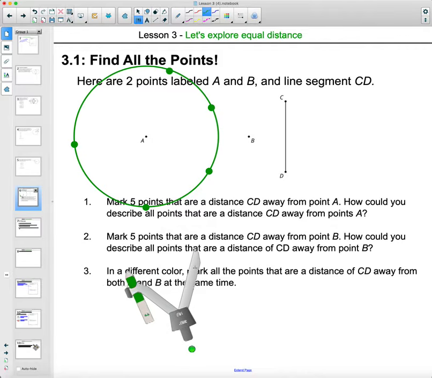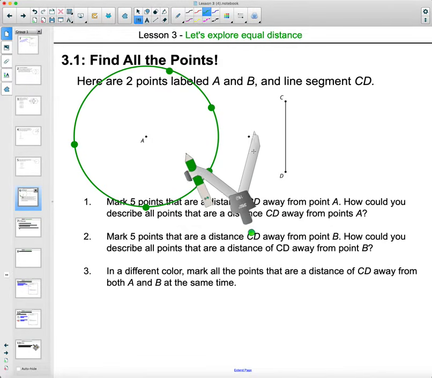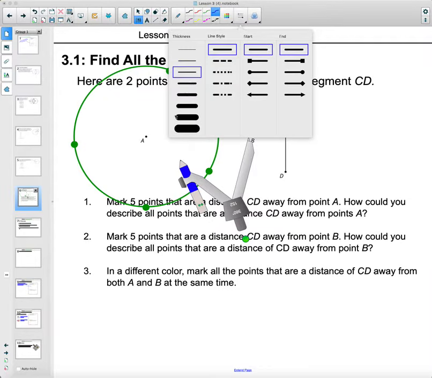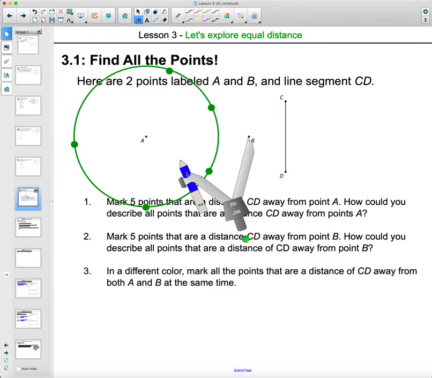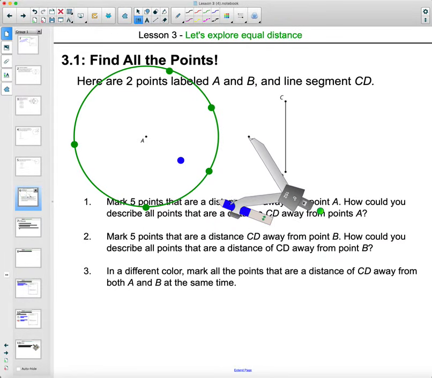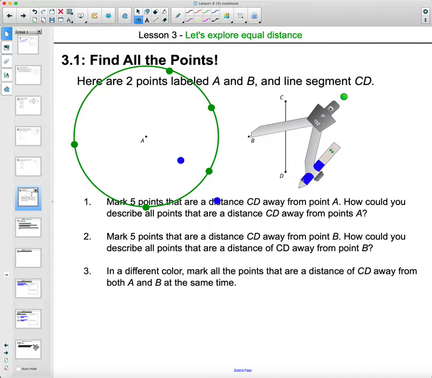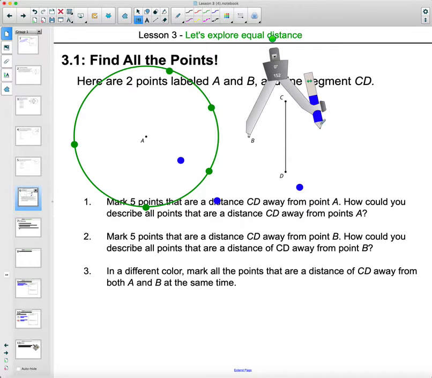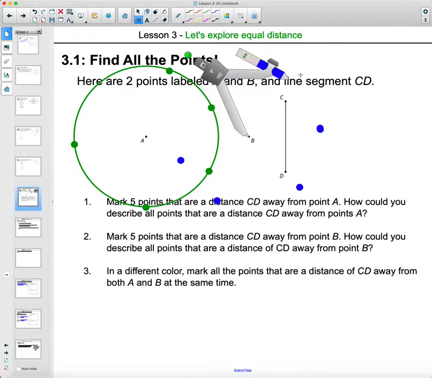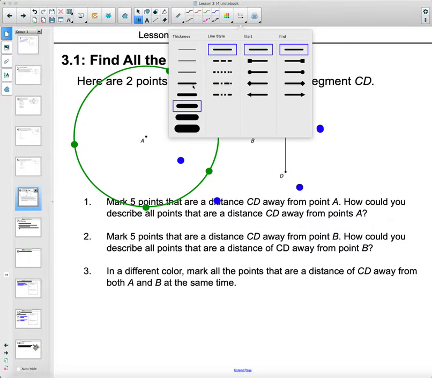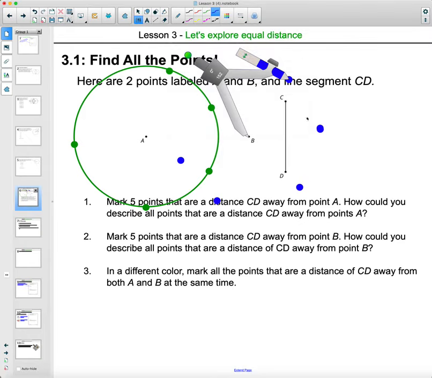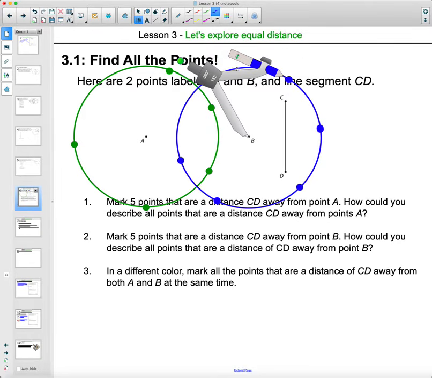Then it asks you to mark 5 points that are CD distance away from B. I haven't changed my compass, so I'm still CD. And then it just wants you to go ahead and mark 5 points again that are CD distance away from B. So 5 anywhere you want. Then it asks you to describe the set of all of them. So again, all of them would be this circle.